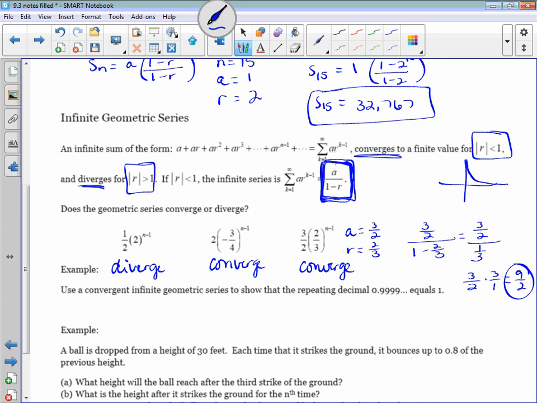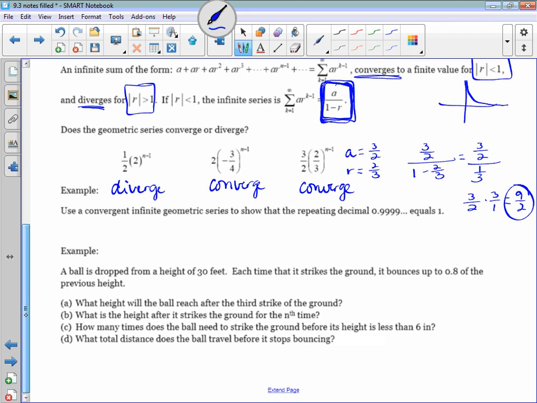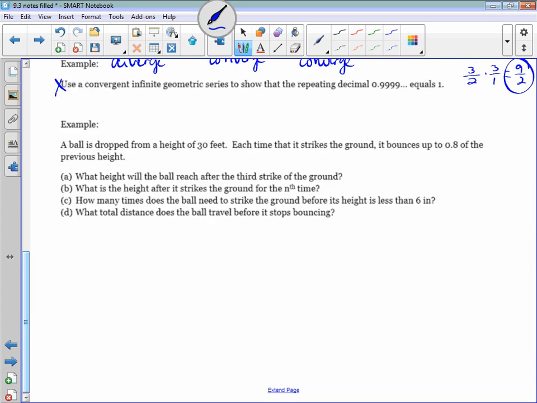Let's look. We've got just 2 left here. So, you know what? Let's jump to the last one just for time's sake. So we'll skip this little convergent one and we'll do the ball one. So we have a ball. It is dropped from a height of 30 feet. Each time it strikes the ground, it bounces up to 0.8 of the previous height. Okay? So we need to write essentially the rule for this.